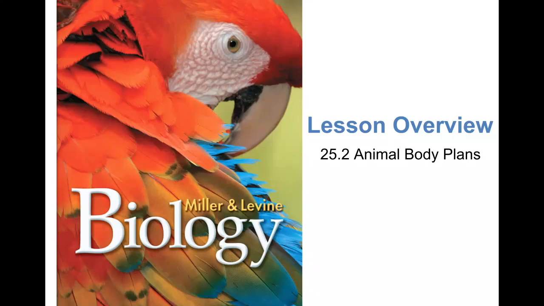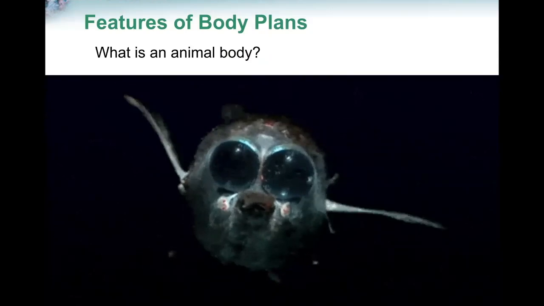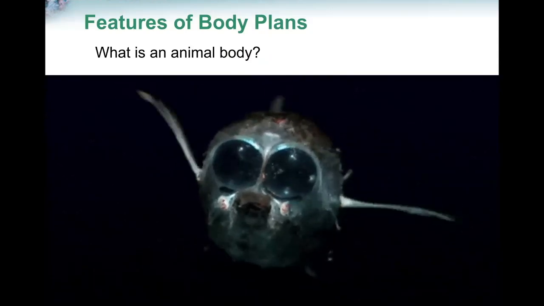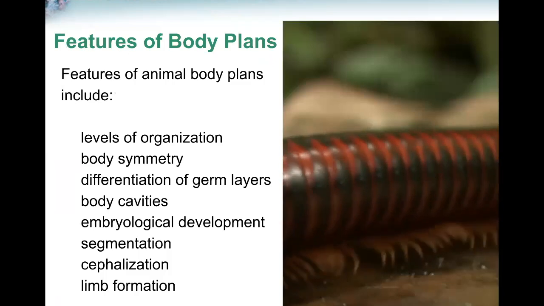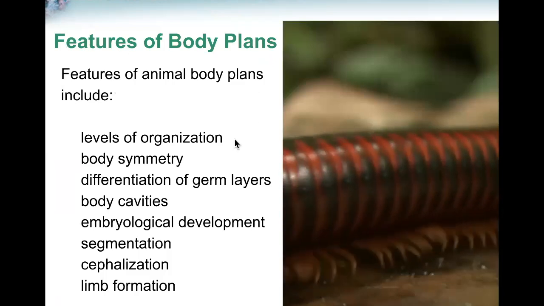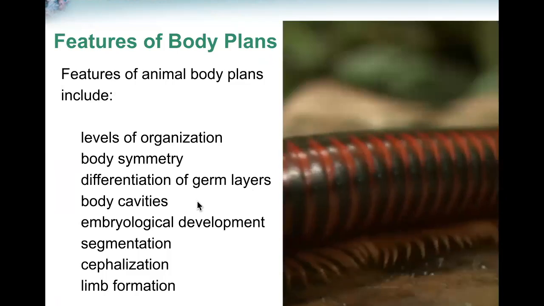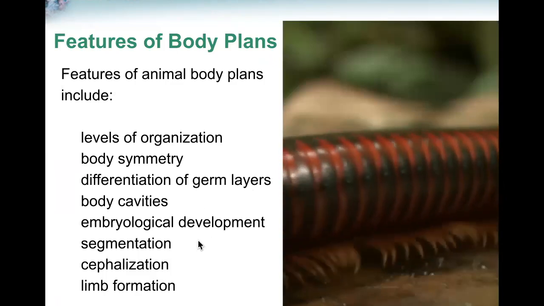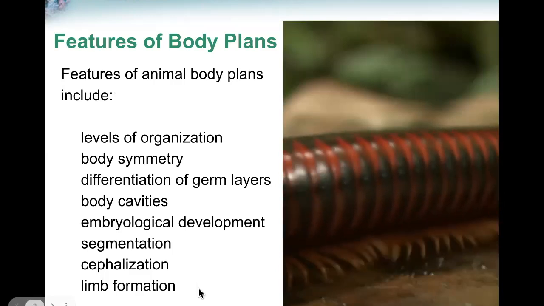Animal body plans. What is an animal body? Features of animal body plans include the level of organization, body symmetry, differentiation of germ layers, body cavities, embryological development, segmentation, cephalization, and limb formation.